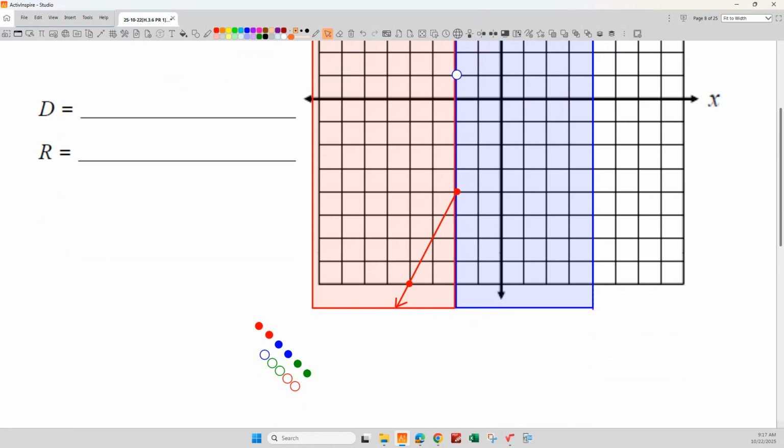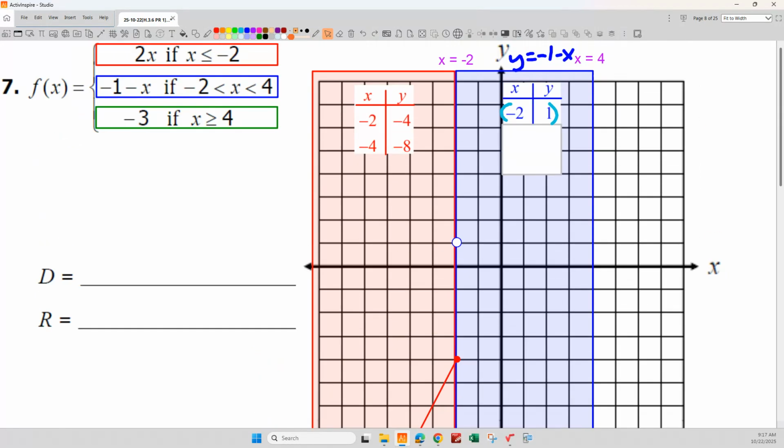-2, +1 is right there. What other one would we use? How about 4? Is 4 included in the blue region? No, so what kind of endpoint? Open.